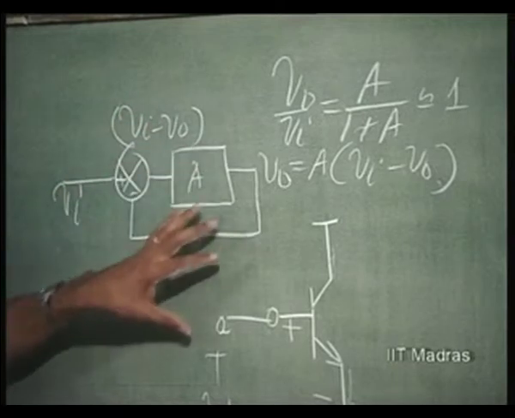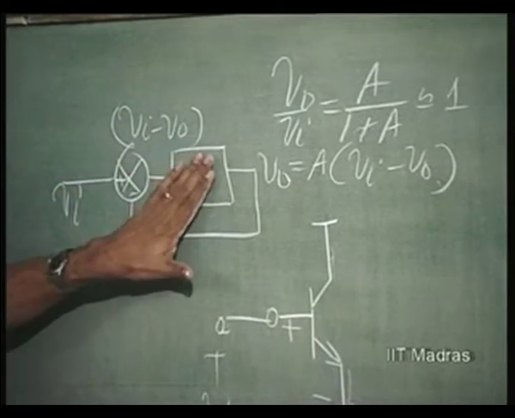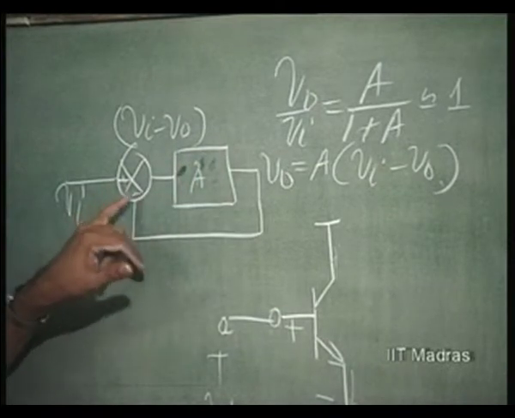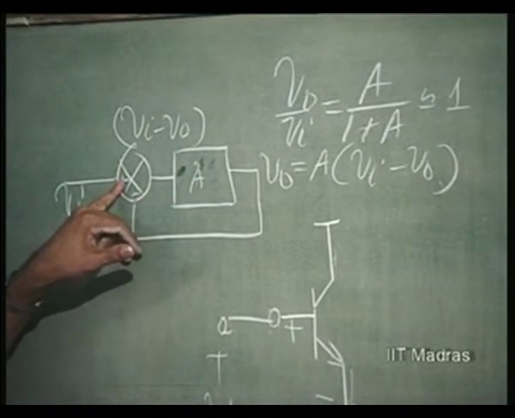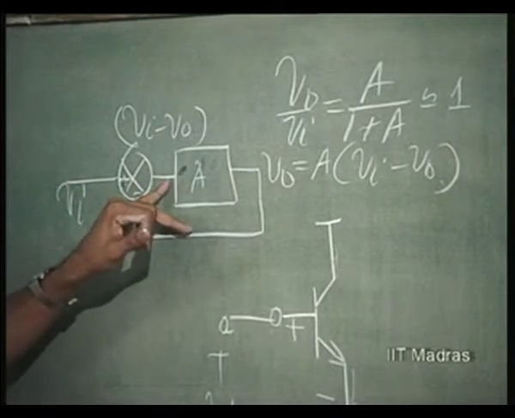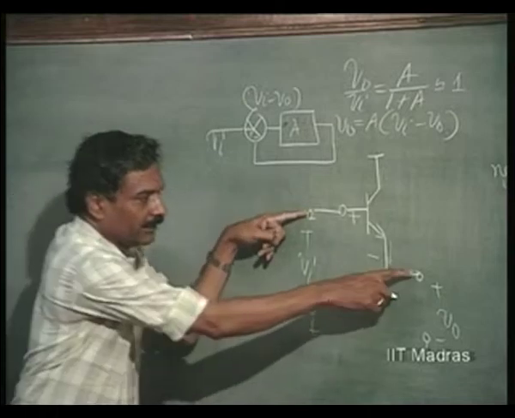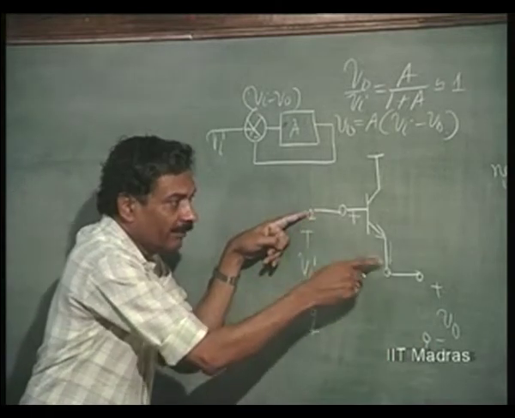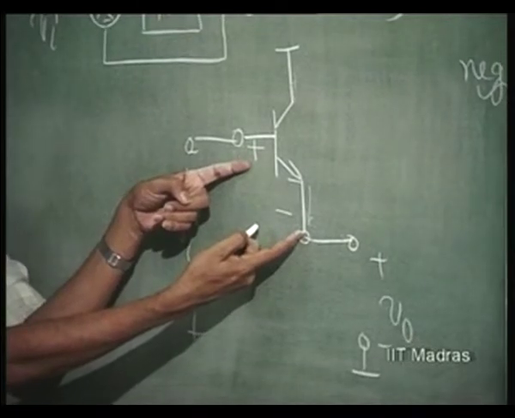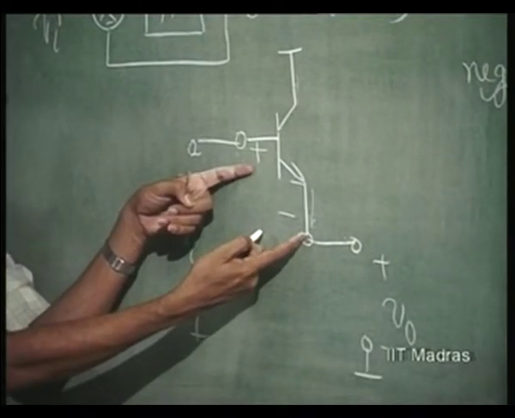So, the basic concept of a feedback network: we have put an amplifier with the gain G, which is equal to A in this case, and there is an error detector here which will just take Vi minus V naught and apply it to the input. This is Vi, this is V naught. Vi minus V naught is what is applied to the input terminals of the amplifier.